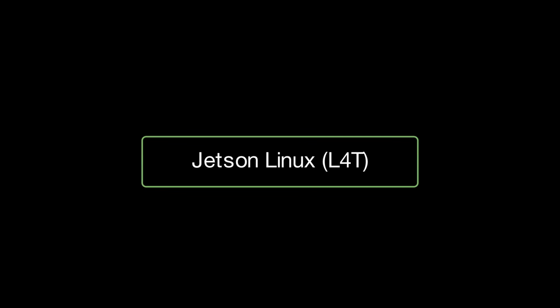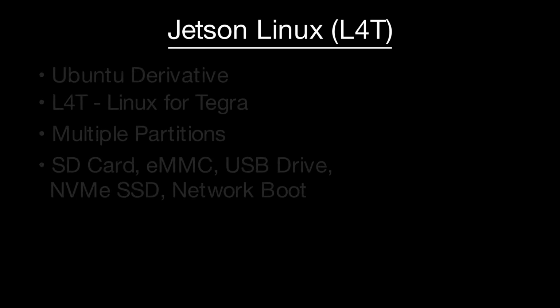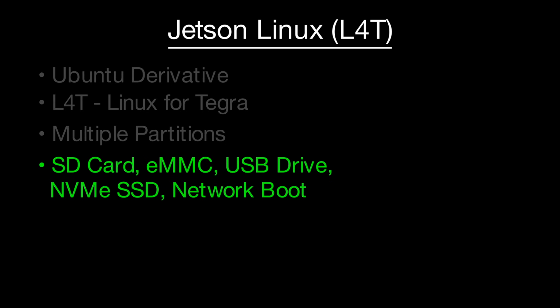The second part of the stack is Jetson Linux, a derivative of Ubuntu. You may also hear it referred to as L4T, which stands for Linux for Tegra. Jetson Linux is typically stored on media in multiple partitions, such as an SD card, built-in eMMC, a USB drive, NVMe SSD, or even a network source. The Jetson can be configured to boot from any of these devices.